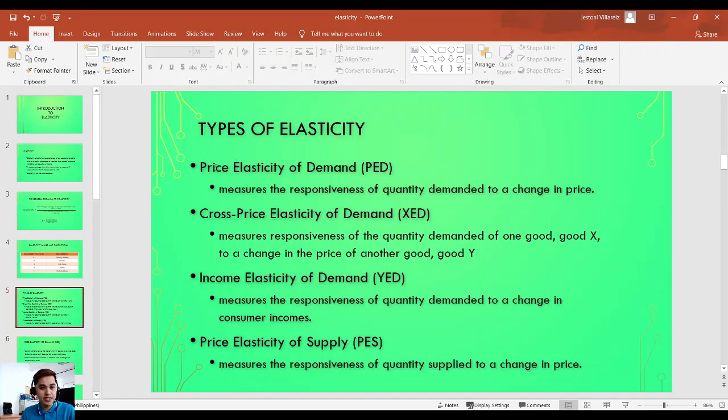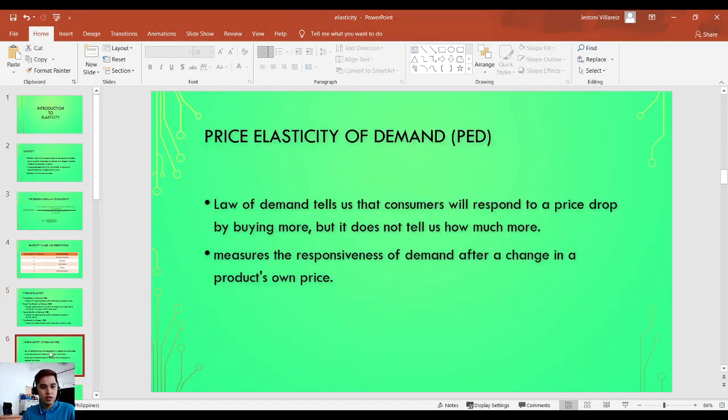So we have price elasticity of demand or PED. We also have the cross price elasticity of demand or XED. We also have income elasticity of demand YED. And the last one, a price elasticity of supply, which is PES. Okay, so let's talk about price elasticity of demand first, or PED.